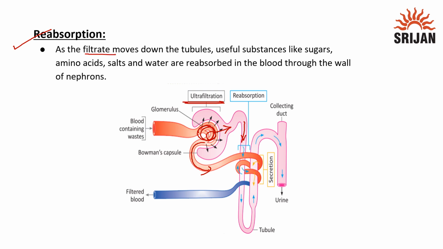As the filtrate, that is nitrogenous waste and water, moves down the tubules, useful substances like sugars, amino acids, salts and water are reabsorbed into the blood through the walls of the nephron, and this process is termed reabsorption. So as this filtrate moves down the tubules, the wall of the nephron will be absorbing the useful things and putting them back into the blood, and this process is called reabsorption.